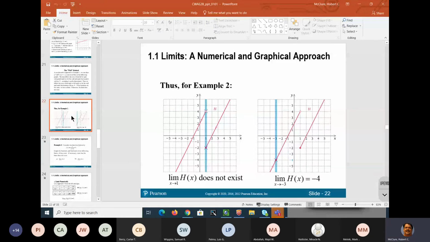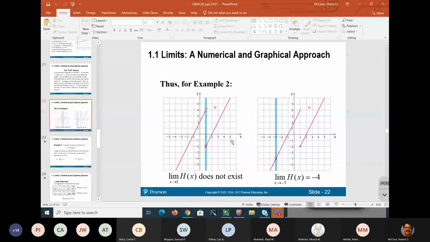And they're showing you here what doesn't exist. When it doesn't equal the same thing, it doesn't exist. All right, and I'm looking, it looks like they're approaching 1. And at 1, you get -2. From the left, you get +4. And actually, you get 3.99 because that's an open circle. That does not exist.